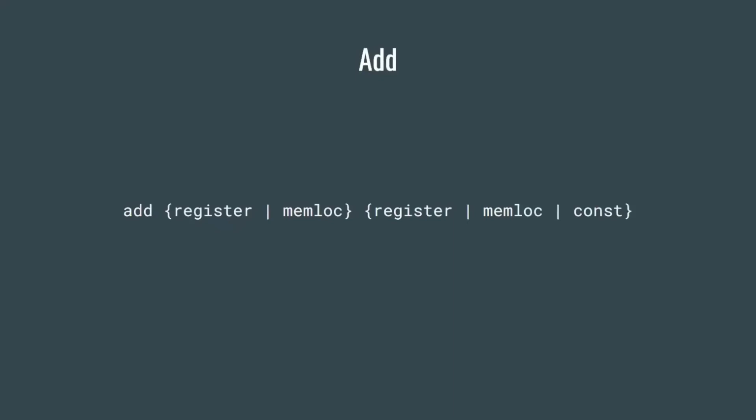Add functions as you would expect. It's a binary operator that performs the arithmetic add operation on the values in its arguments and stores its results in the location given in the first operand. The first operand can be a register or memory location, while the second can be a memory address, as long as the first is not, or it could also be a constant. This talk will focus on add in the cases where the first operand is a memory location. That means that it will be reading from that location in memory and writing back to it with the result of the operation.